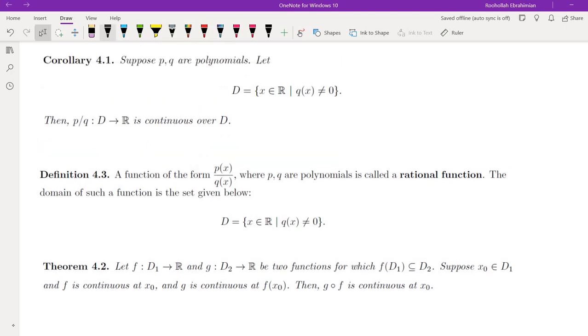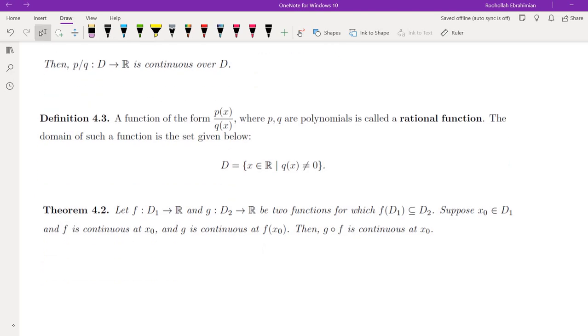These functions of the form polynomial over polynomial are called rational functions. The same way that if you start from integers and then divide integers, you call them rational numbers. Here, for a similar reason, we call these rational functions. Polynomials are obtained by only addition and multiplication. If you also get division involved, you get rational functions.